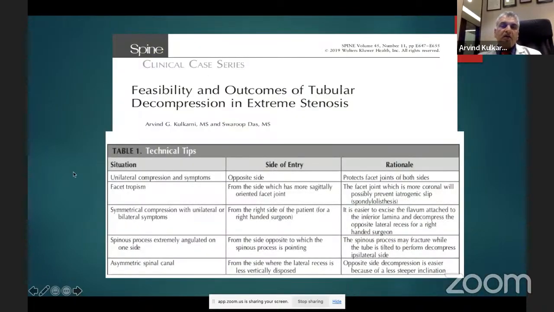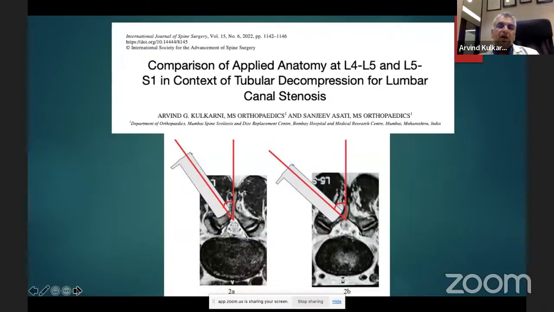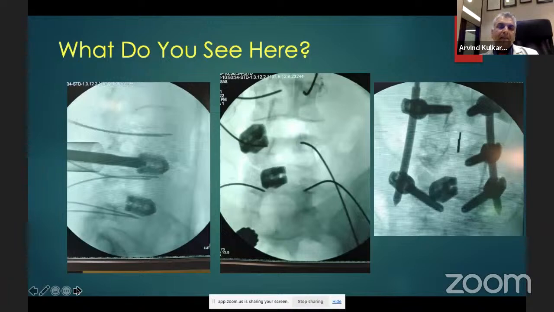These techniques, these options as to where to enter the canal from, we have discussed in this particular paper, which is published in Spine. It basically deals with the side of entry in different situations. Again, we also described how the angles at which you operate are different in narrow canals and wide canals, comparing L4-5 versus L5-S1.